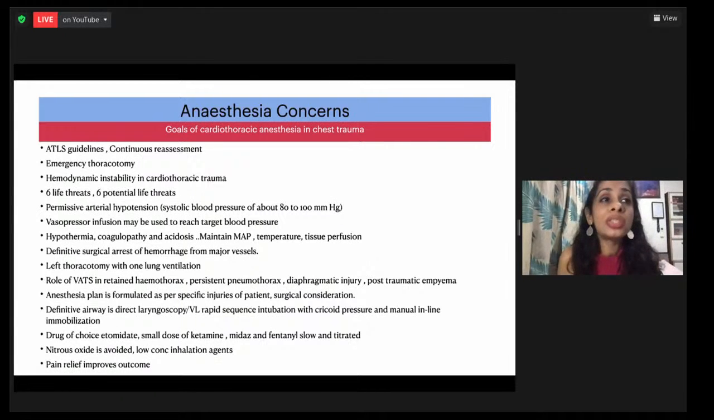The drug of choice for anesthesia, etomidate, is the king of all. A small dose of ketamine can be given, and midazolam have always been the stable drugs to give in cardiac injuries. Nitrous oxide should be avoided. Low concentration inhalation agents can be used, and pain relief improves outcomes.